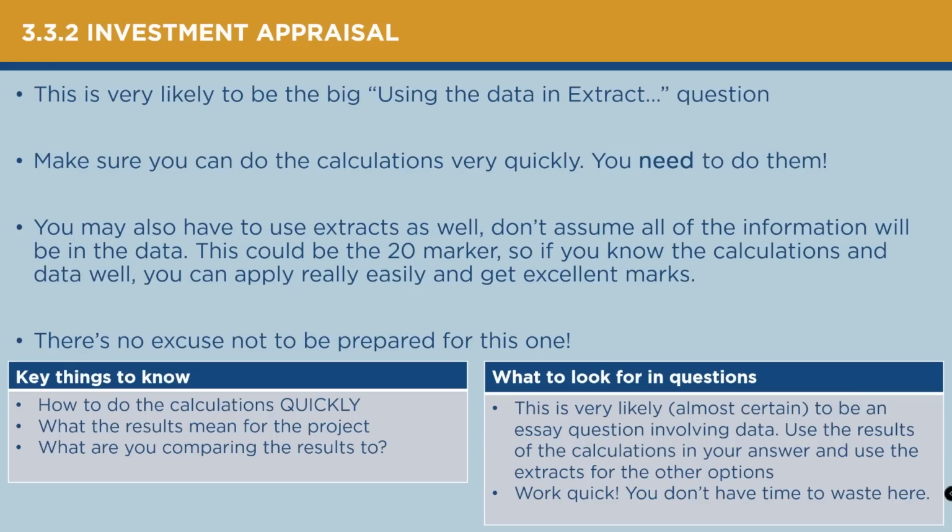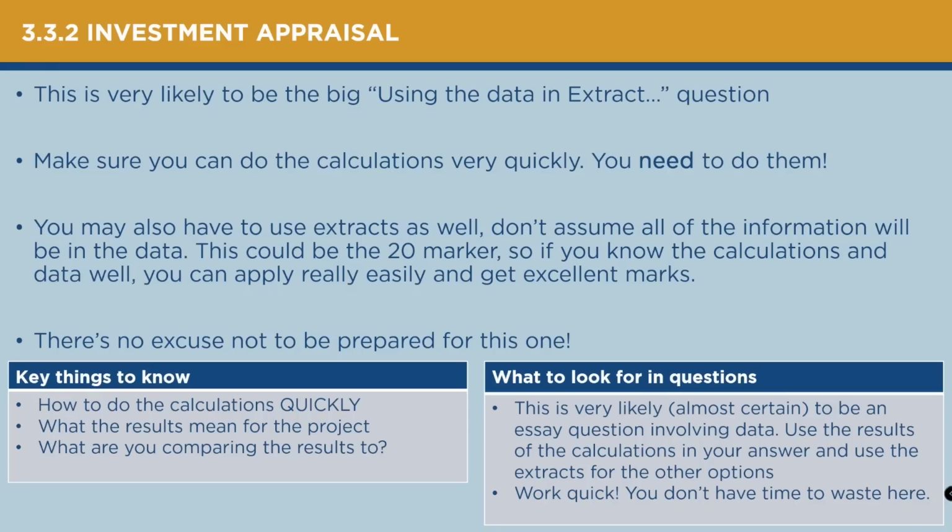For example, if it's a 20 marker, the calculations might give you one of the options. You might need to use an extract for the other options. So the key thing is make sure you can do the calculations and use the data. And if you do that, you should get really good application marks. But you can't just do the calculations and then not use them in your essay. You've got to make sure you use them.